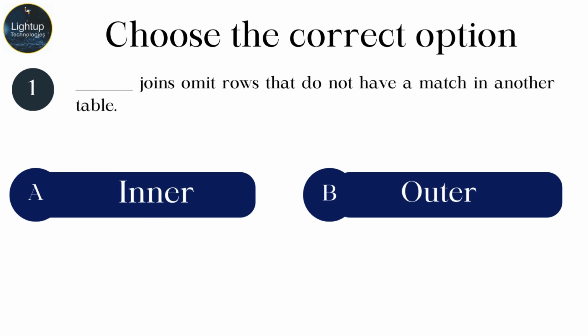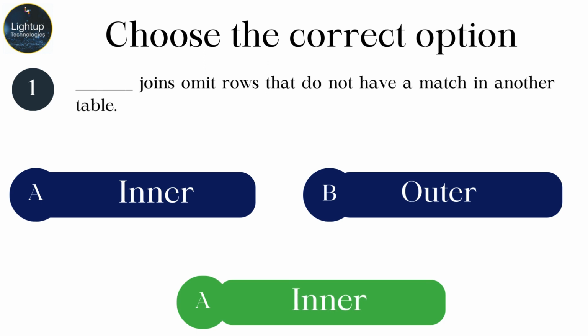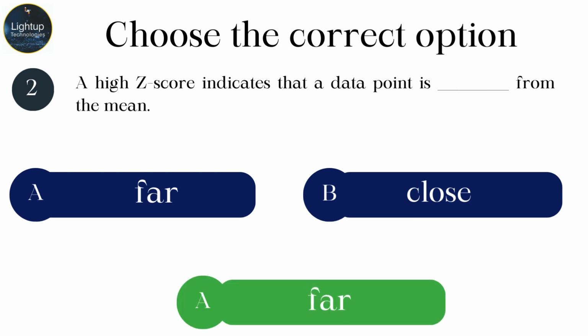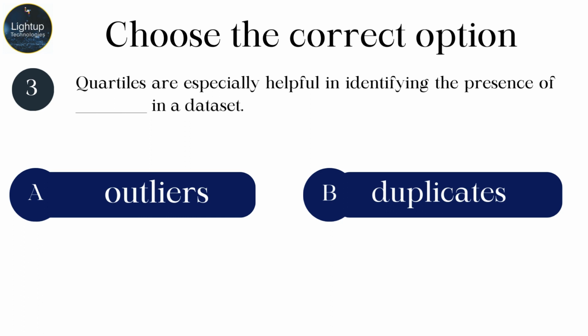Dash joins omit rows that do not have a match in another table. A high z-score indicates that a data point is dash from the mean. Quartiles are especially helpful in identifying the presence of dash in a dataset.